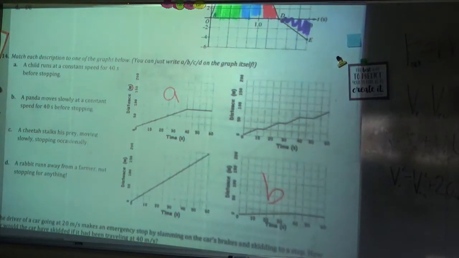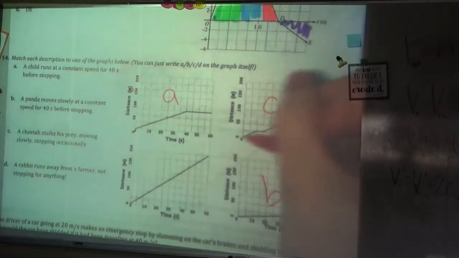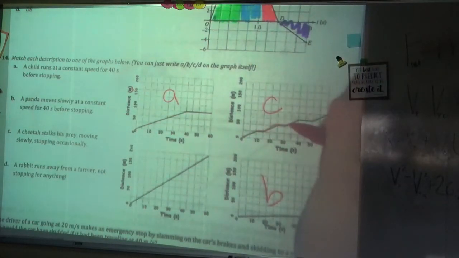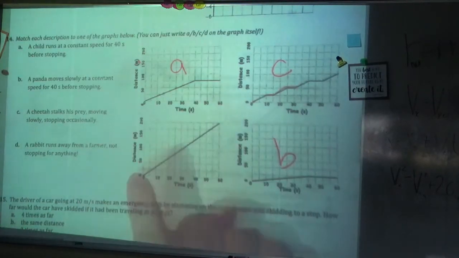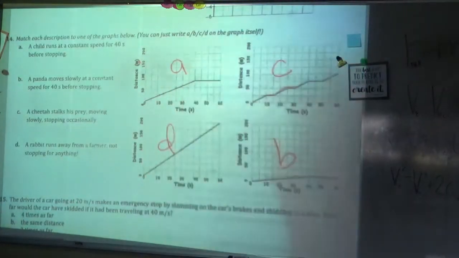Cheetah stalks his prey, moving slowly, stopping occasionally. That's going to be this one right here, because it moves and then stops, moves and then stops, moves and then stops. And a rabbit runs away from a farmer, not stopping for anything, that's constant velocity forward, D.